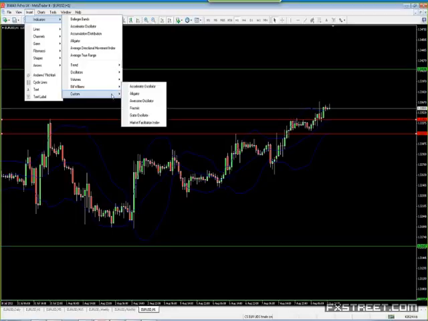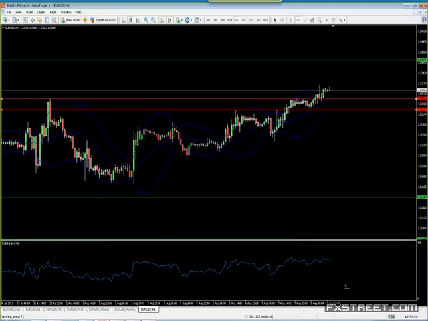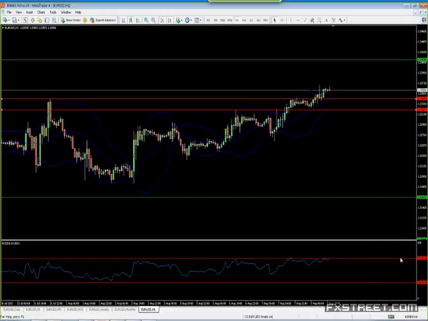Just do an RSI. 14 periods, another very, very easy subject to use. Again, understand where the market looks to be overbought and oversold. So overbought, above 70. Oversold, below 30. Okay, so there are your levels.